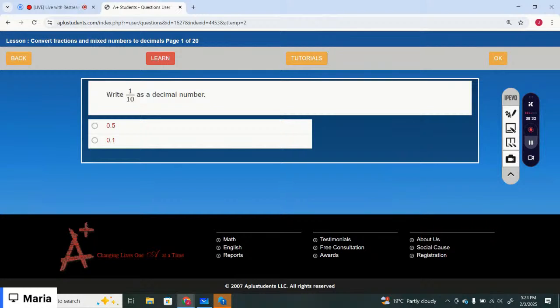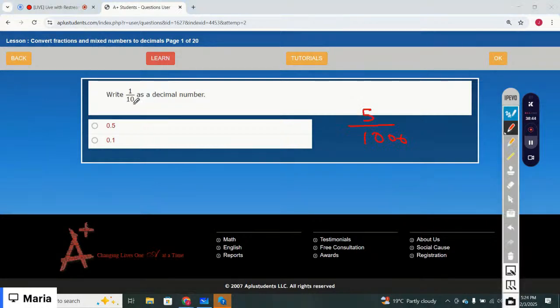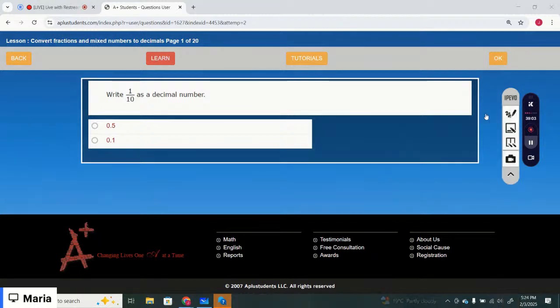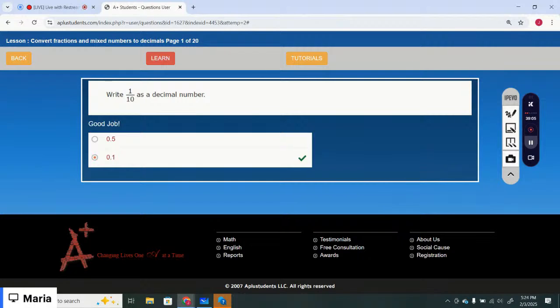Write 1 by 10 as a decimal number. 1 over 10, you have the 1 0 in the denominator. That is 0.1. The correct option is option number 1, that is 0.1.